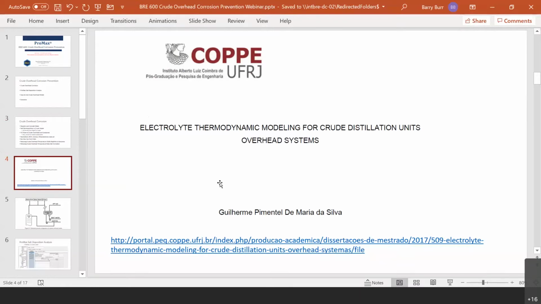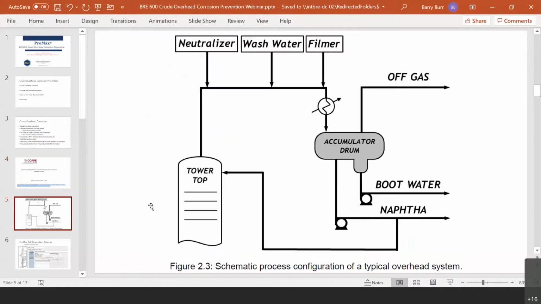So this is the source for a lot of the work that has gone into building this simulation and for testing it. Here's another picture from that document. It shows the configuration, or the schematic, of the part of the crude distillation unit that we're looking at. Yes, the document is definitely available in English.